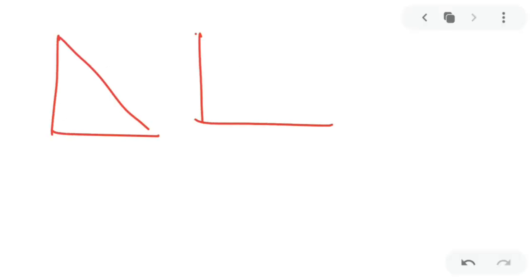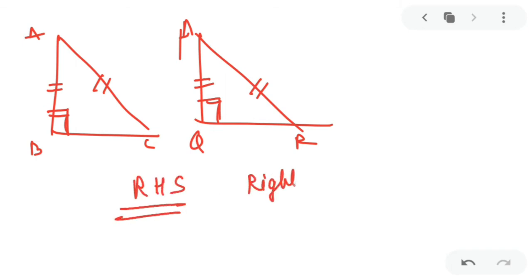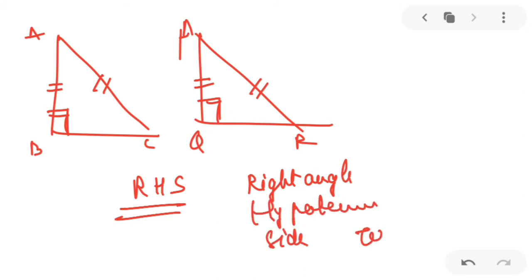If I have two triangles like this with a right angle here, and if I give you that AB is equal to PQ, AC is equal to PR, and there is 90 degree in both the triangles, then the two triangles will be congruent by RHS test, that is right angle, hypotenuse, side test.